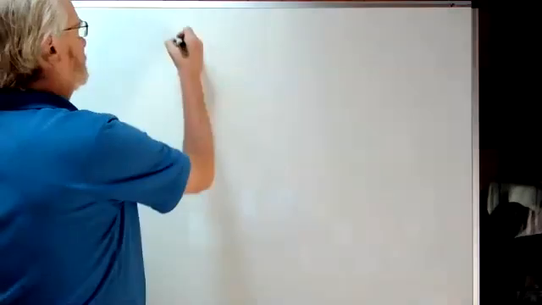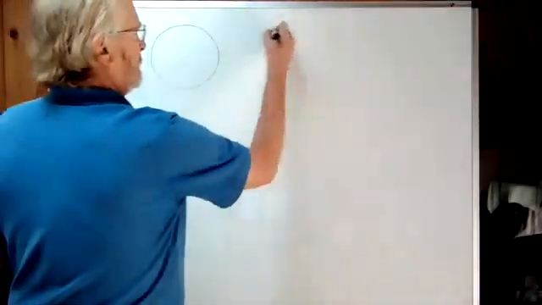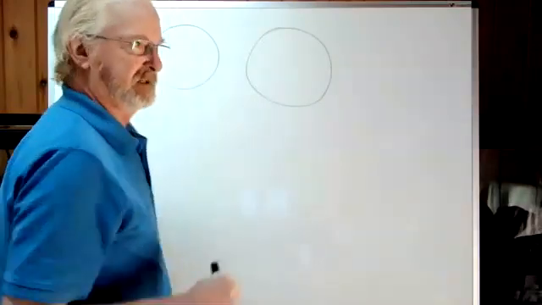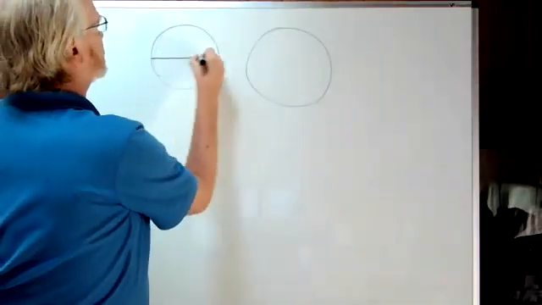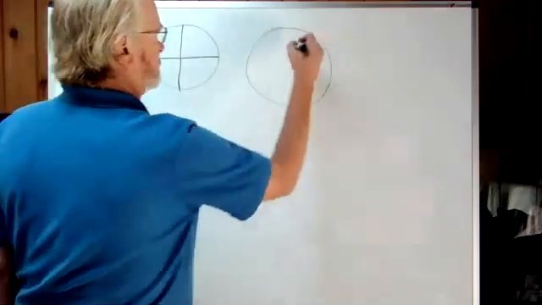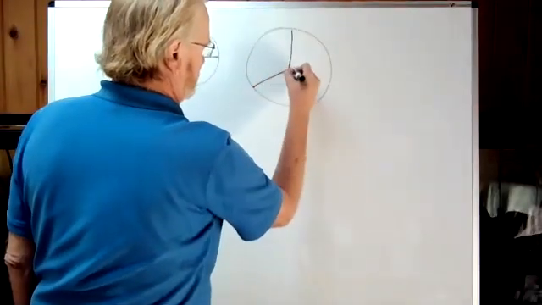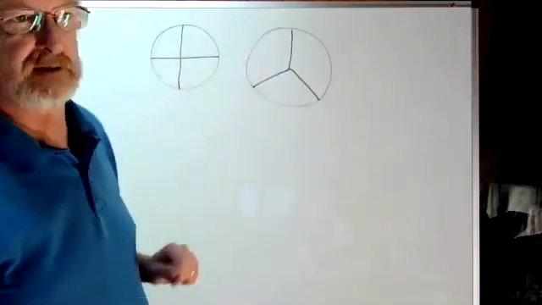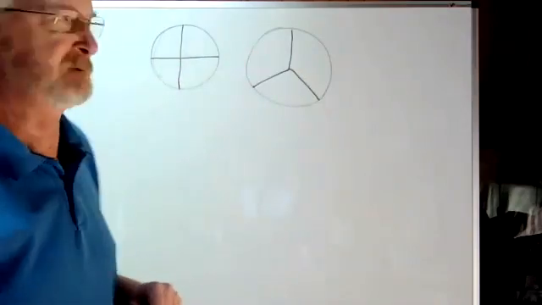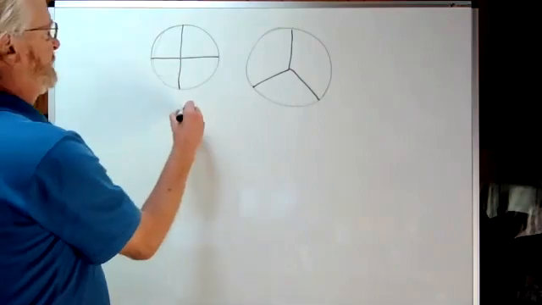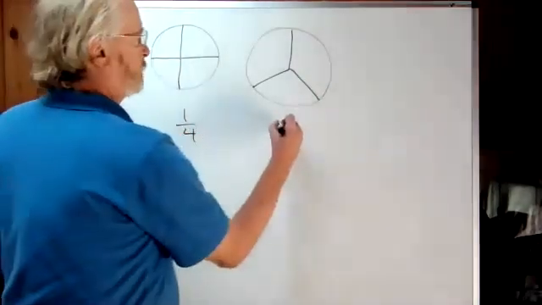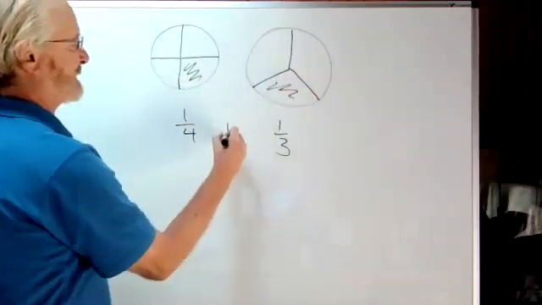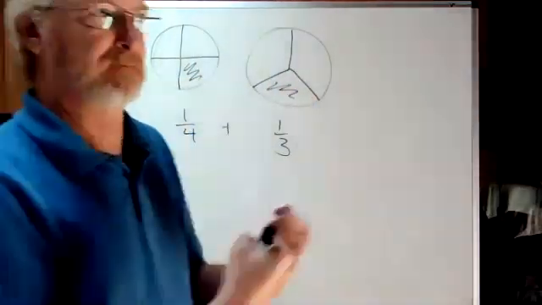Well, in addition, we run into issues of, can we put these apples and oranges together? So just a quick drawing here. That's supposed to look like 4 evenly sized pieces, and that's supposed to look like 3 equal sized pieces. Each one of these would be a fourth, and each one of these would be a third. So if I want to add those together, how much do I have?